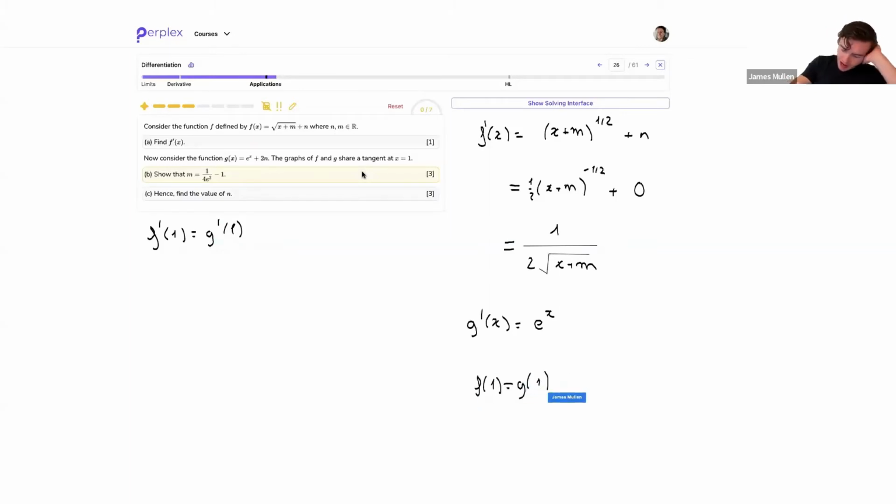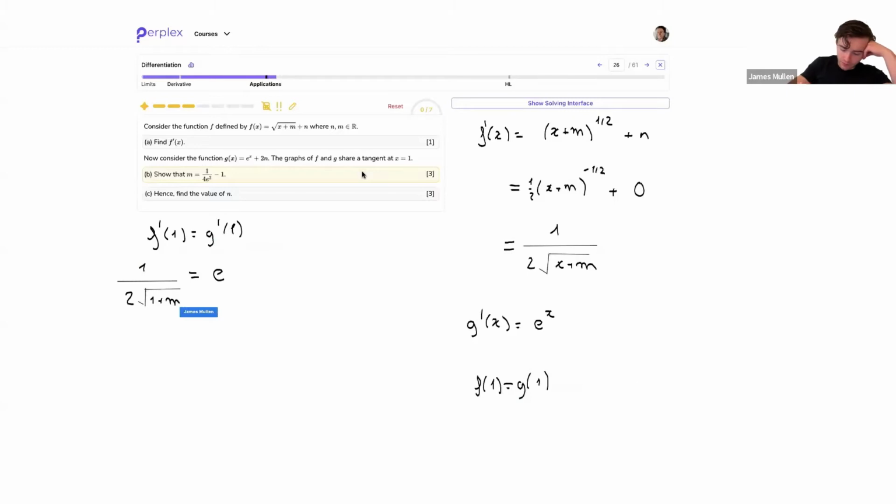So let's start with this condition. f prime of 1 is equal to g prime of 1. Well, g prime of 1 is e to the 1, which is just e. And on the left-hand side, I have 1 over 2 times the square root of 1 plus m.